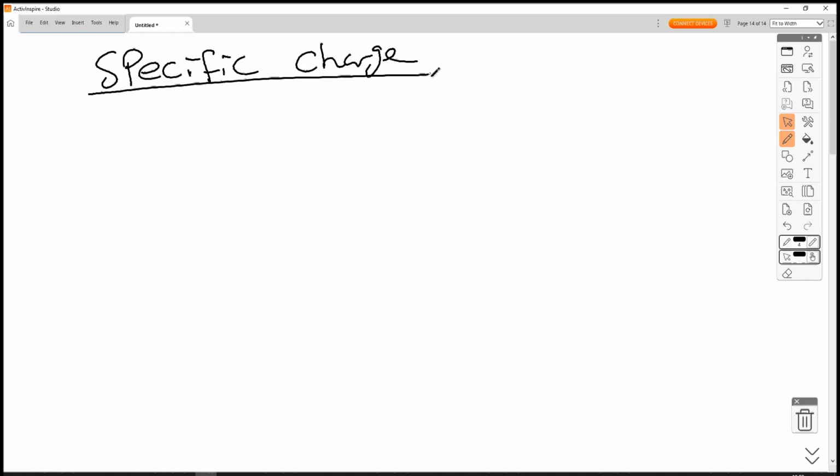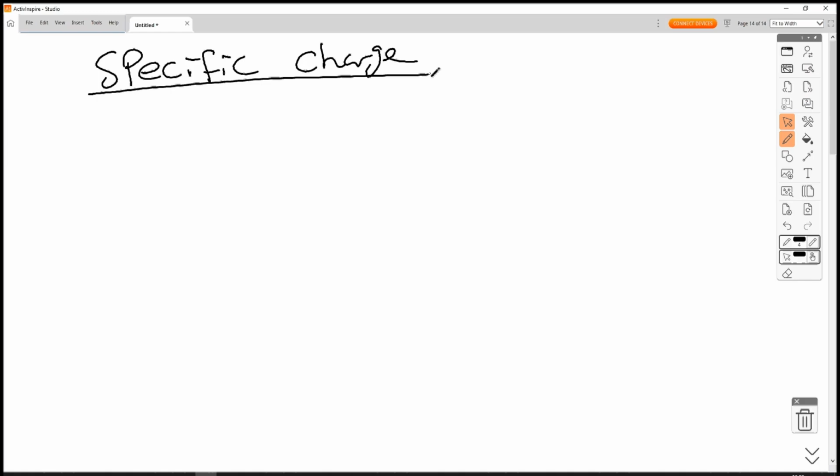Now I could have a charge density. If you imagine 2 spheres that have an identical charge on them, but one sphere is bigger than the other, the charge density will be greater on the smaller sphere because the charges are more closely packed together.